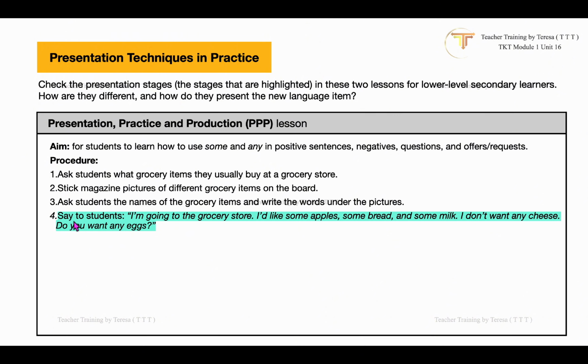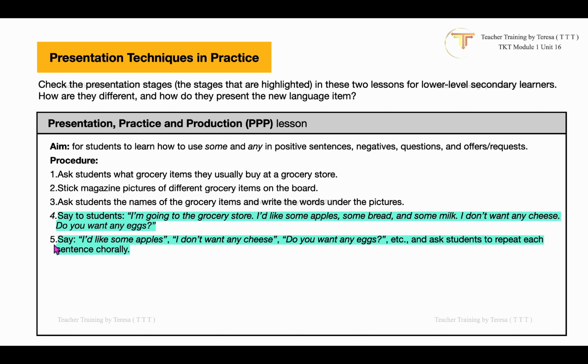4. Say to students, I'm going to the grocery store. I'd like some apples, some bread, and some milk. I don't want any cheese. Do you want any eggs? 5. Say, I'd like some apples, I don't want any cheese. Do you want any eggs, etc., and ask students to repeat each sentence chorally.